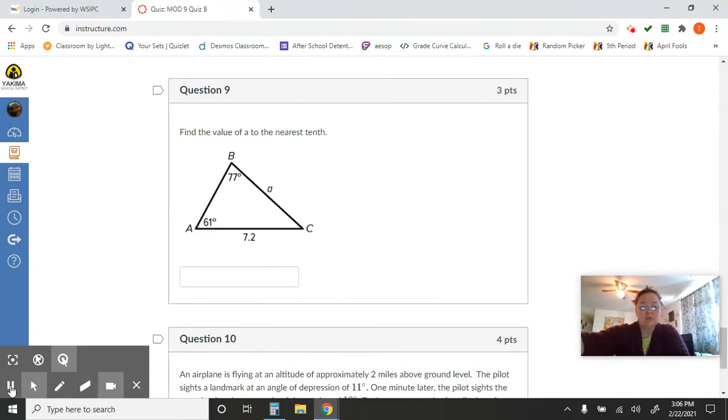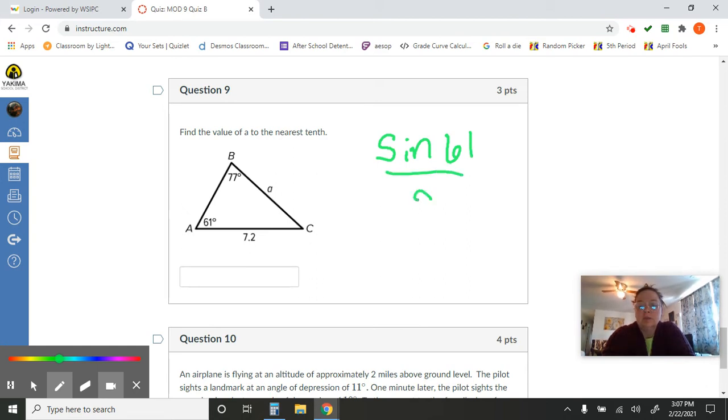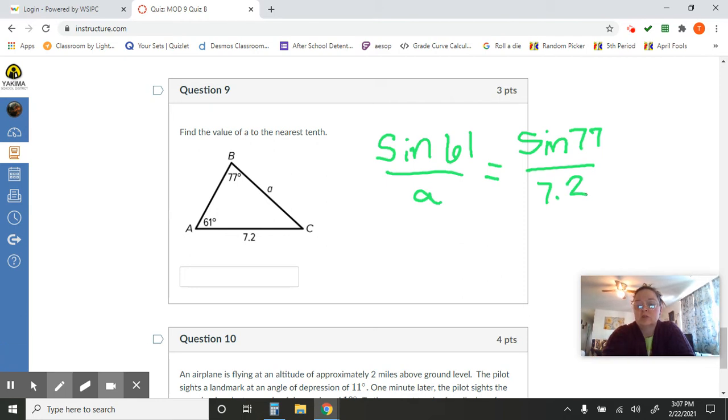Here's another one that is missed quite often. It says find the value of A to the nearest tenth. And they give us two angles and one opposite side. So we're going to set up a ratio here, using the sine of one angle over its opposite side equal to the sine of another angle over its opposite side. All right, so this kind of goes with our geometric mean idea. We're going to cross multiply and solve that.